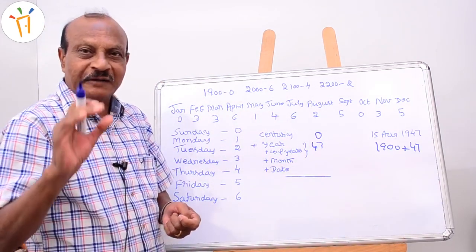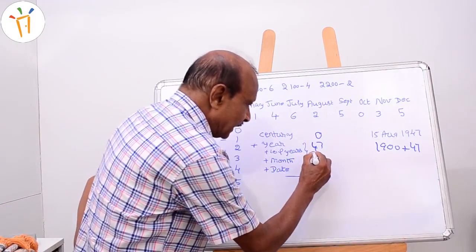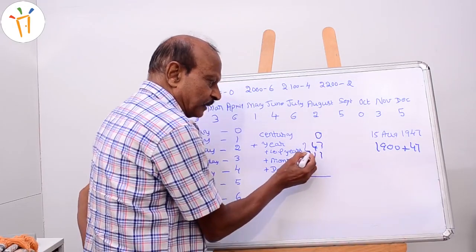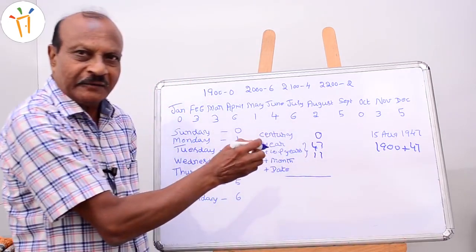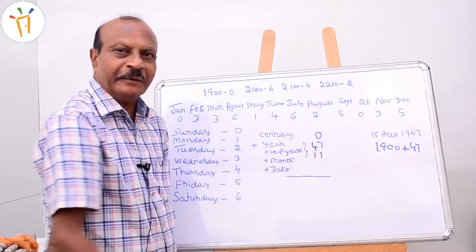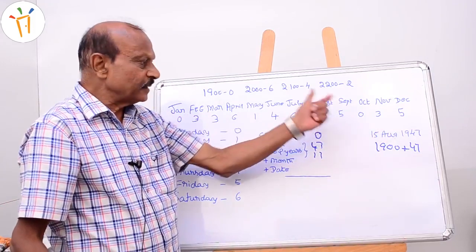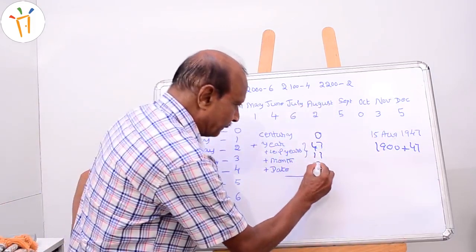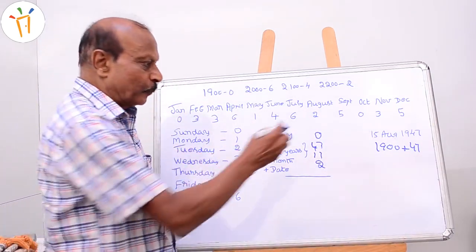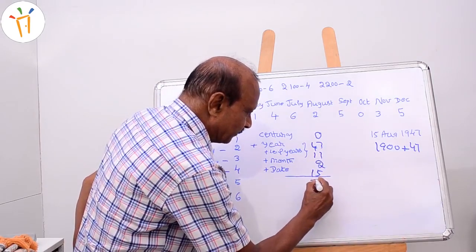In this 47 there are leap years also. Every 4 years there will be one leap year. So you divide this 47 by 4, because every 4 years we get one leap year. From 47 years we get 11 leap years. So put this 11 for leap years. Month: what is the month here? August. What is the month code number? August is 2. Put it here. And for the date we do not give any code number, so put the date as it is. Total it. You see, it is 75.